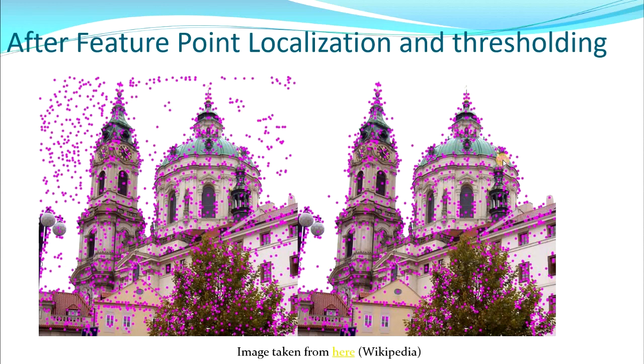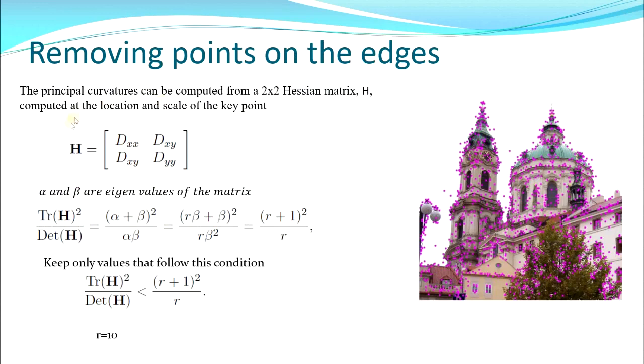Because the Laplacian also detects a lot of edges, you get a lot of edge points on these edges. So the next thing that we have to do is remove these edge points. We just want the corner points. We do that by using the Harris method.